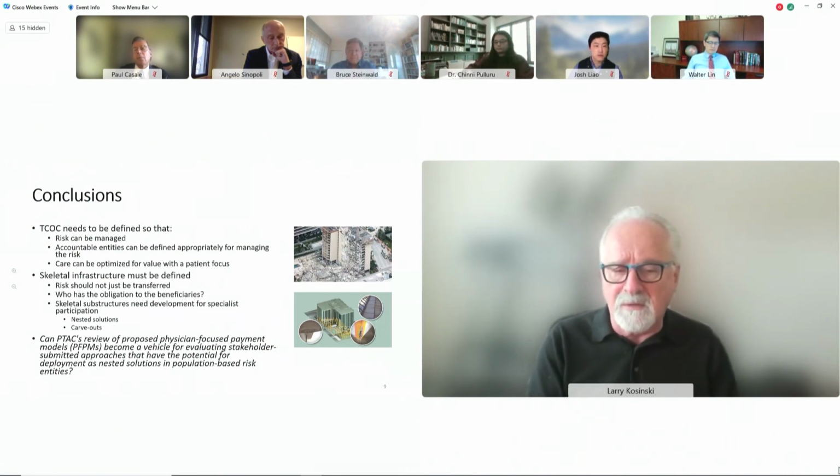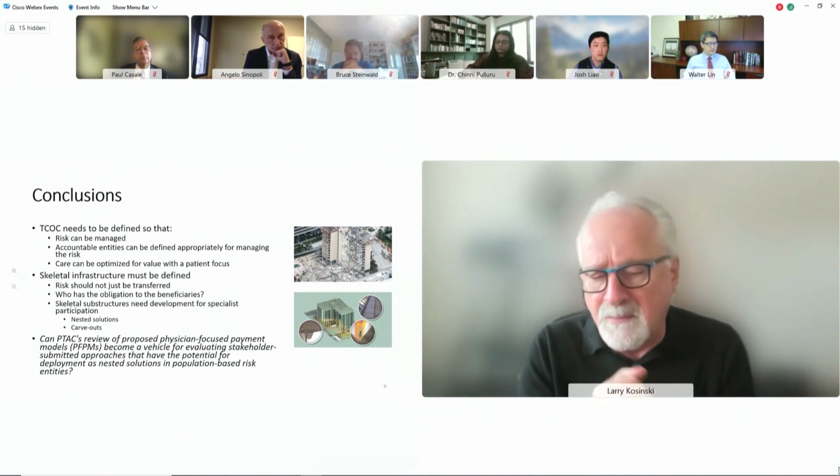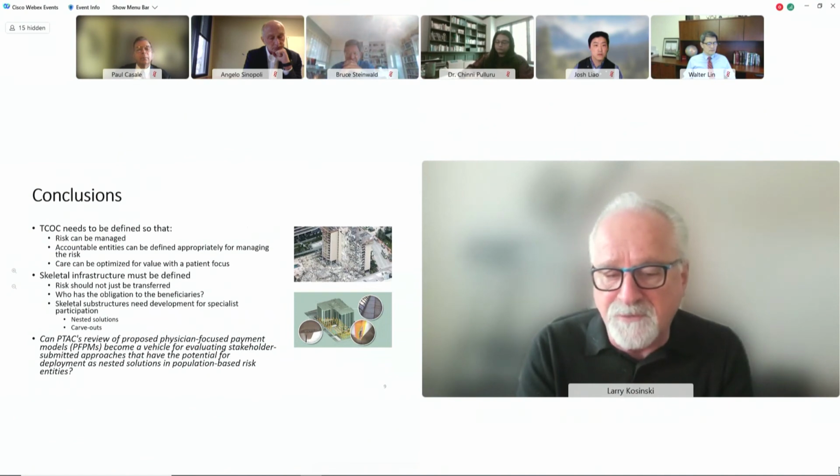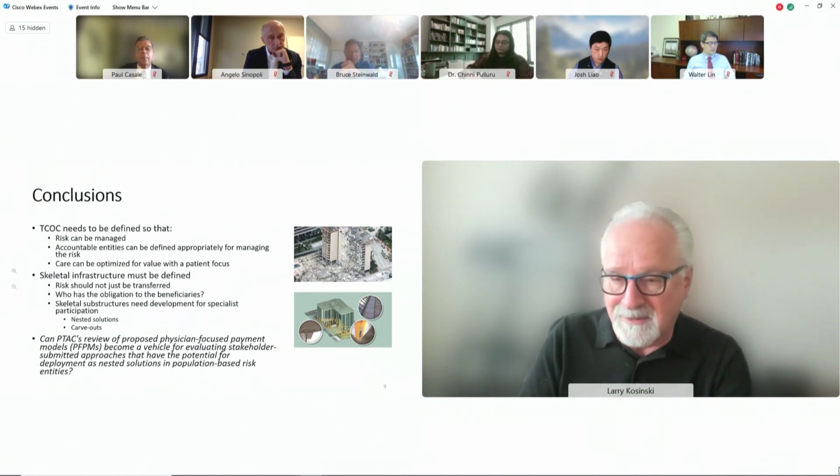Can we limit carve-outs? We don't want to be creating a structure like the condo building shown in this slide in Florida that collapsed last year because the responsible party for maintaining its structure was incapable of making the necessary decisions to maintain it. My final comment is, can PTAC's review of proposed physician-focused payment models become a vehicle for evaluating stakeholder-submitted approaches that have the potential for deployment as nested solutions in population-based risk entities?